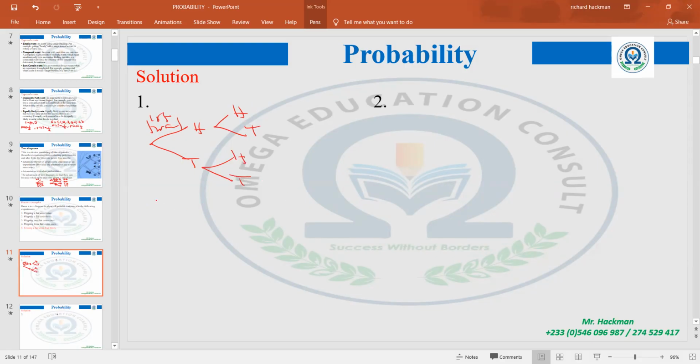So your sample space, S, will be HH, reading along the branches. Then HT. Then TH. And TT. So this is what you have for question 1. Now let's go and look at question 2. Question 2, what do we have?